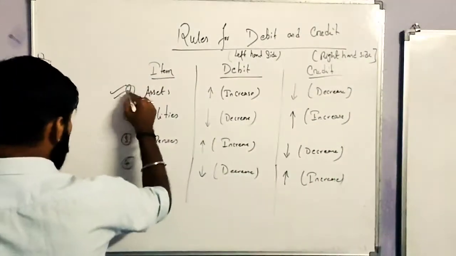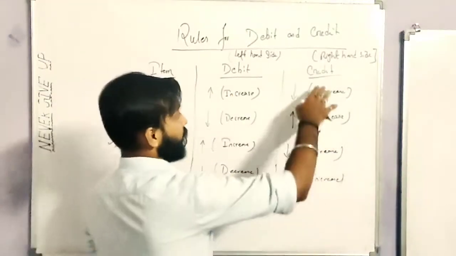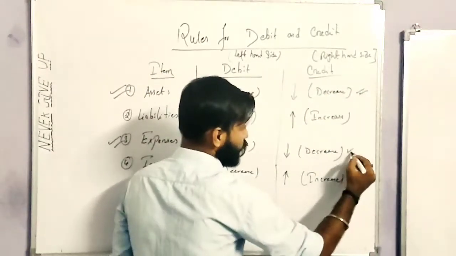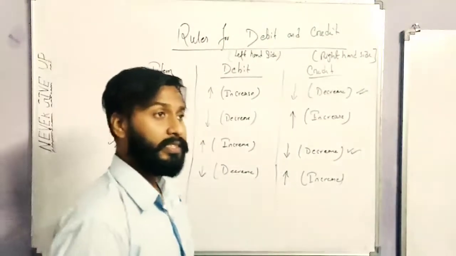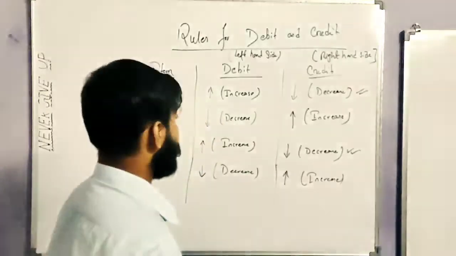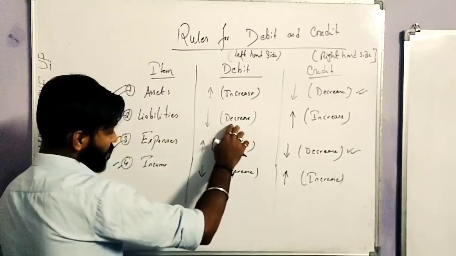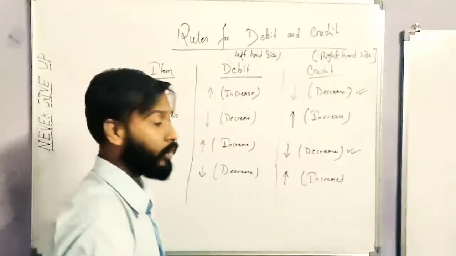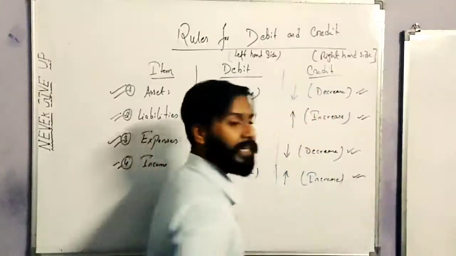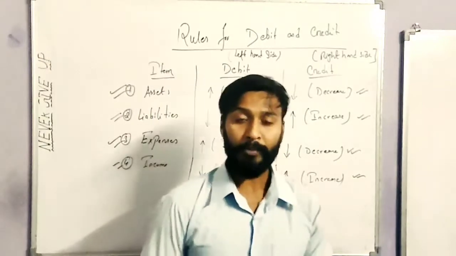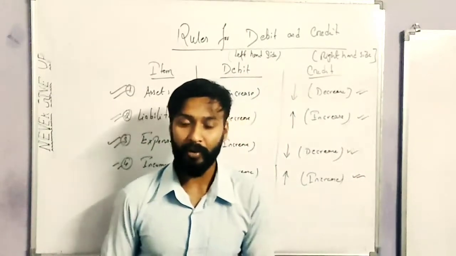Assets and expenses have the same rules. Any amount you record on the debit side, the amount will increase. Any amount you record on the credit side, the amount will decrease. Same rules, you can see it. If you see the liabilities and income, these two items have the same rules of debit and credit. If you record any item on the debit side, it will decrease, in income also and liabilities also, same rule. If you record any item on the credit side, the amount will increase. So these are some basic rules of debit and credit which you must keep in your mind for going ahead. Alright? Next.